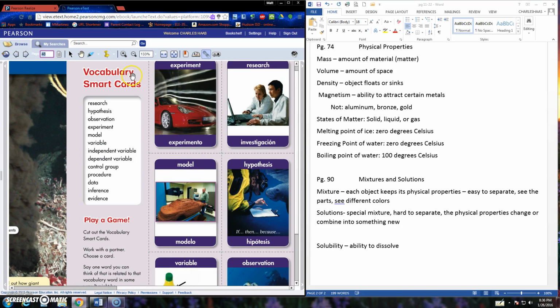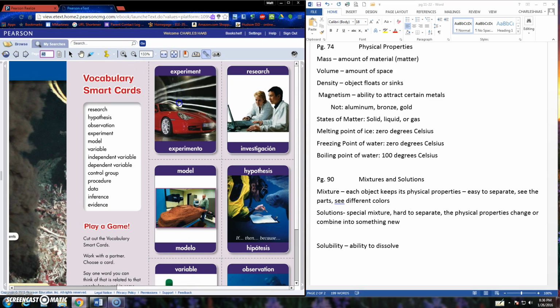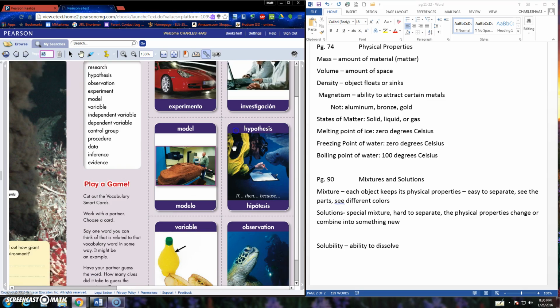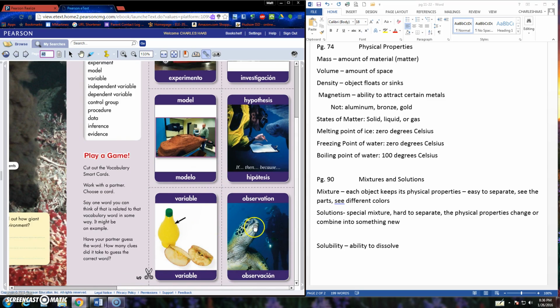We're going to cut out these vocabulary cards. Most of these cards we talked about in one of these videos, or they're cards that you already know about. I like the way the cards have our English word at the top and they have the Spanish word at the bottom. So here's our experiment, research, model, hypothesis, variable, observation.